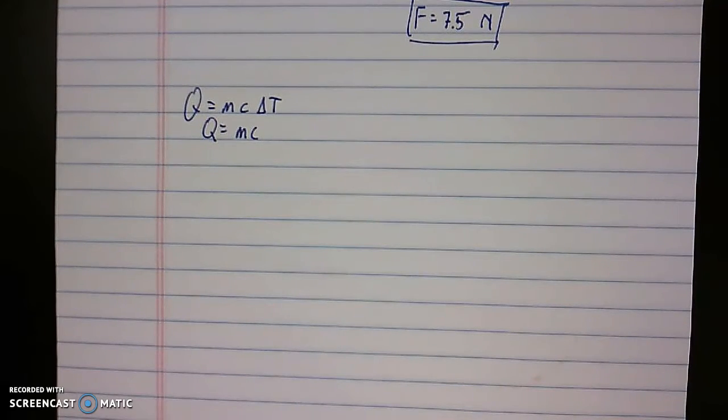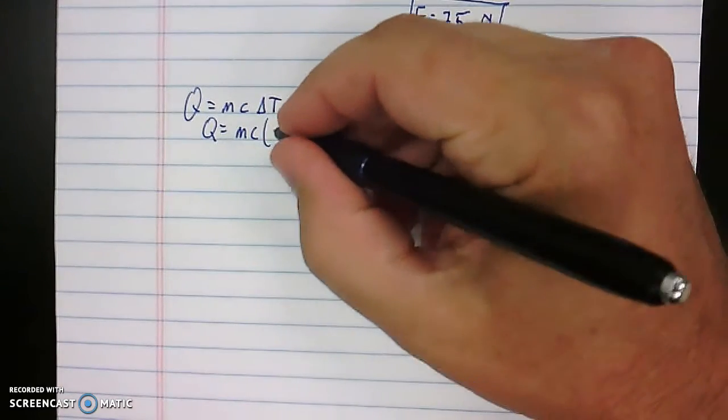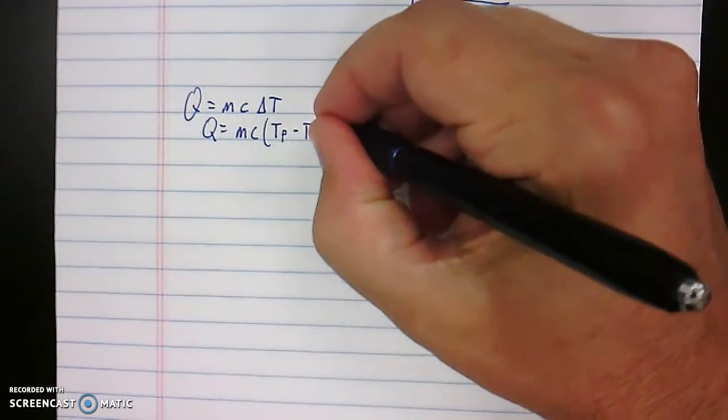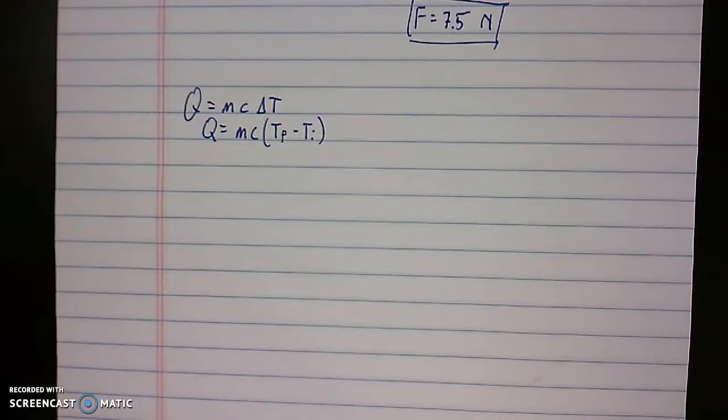But delta means the change in any value, change in any variable. Change in basically means you take the final value minus the initial value. So that's exactly how we're going to fill it in. T final minus T initial. And there are the parentheses we are going to be working with.